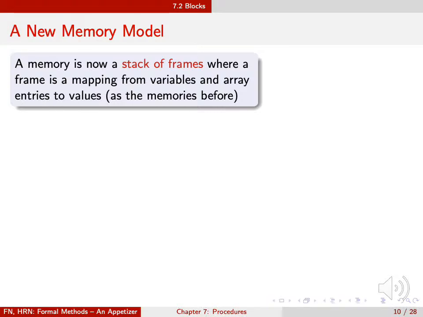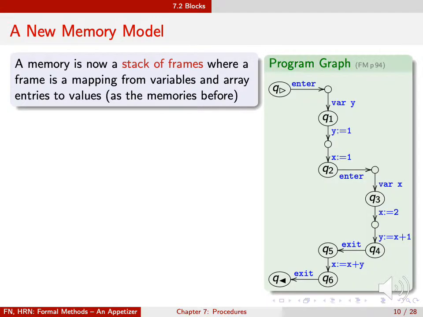It is a modeling of scopes that requires us to change our memory model. So instead of having a memory that maps variables to values, we are going to have a memory that is a stack of frames, where each frame maps variables to values. Let us recall the program graph from before, and let us show how the memory evolves as we trace through the program graph.